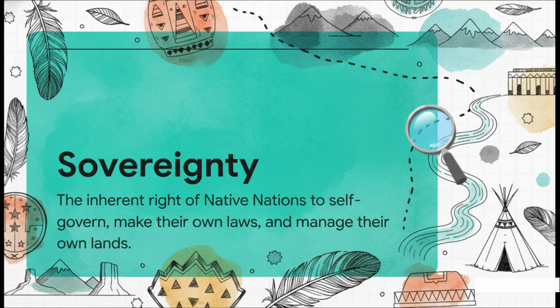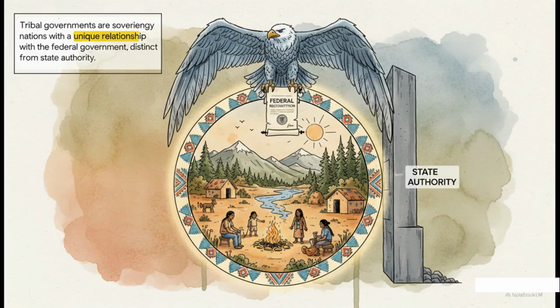Now, this is crucial. Sovereignty isn't something that was given to native nations. It's their inherent historic right to govern themselves. That means making their own laws, managing their own lands, and you guessed it, deciding who is and who is not allowed to enter them. So you end up with this really unique relationship. Tribal governments are sovereign, but they also exist inside a pretty complex legal framework. They're subject to federal authority, but generally not state authority. And that creates this constant push and pull.